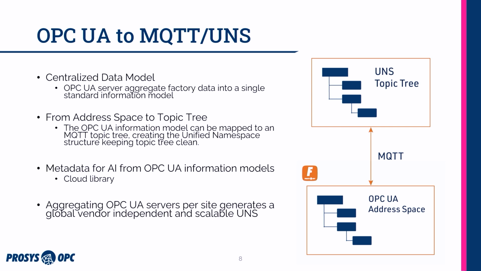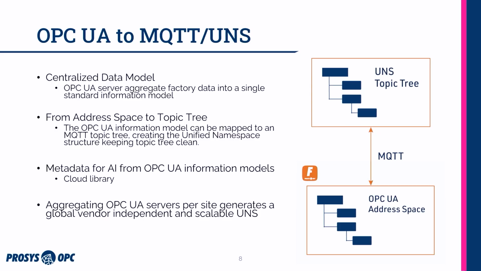Also, you can define your own standard payload. So every single variable is sent to MQTT using the same payload. When you then leverage this from one site to all of your sites, you will have a complete UNS using a standardized topic tree and standardized payload.